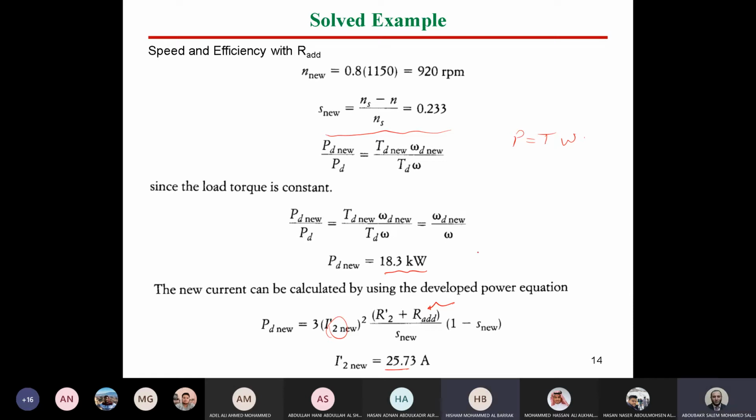Let's write it now. P new, which means I2 prime square multiplied by R2 prime plus R1 plus R add. This is the new power, right? Yes. P old means let's say I1, which is case number 1. I1 square multiplied by R1 plus R2 prime. Right? Yes.